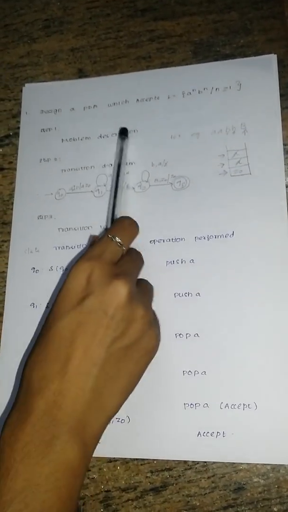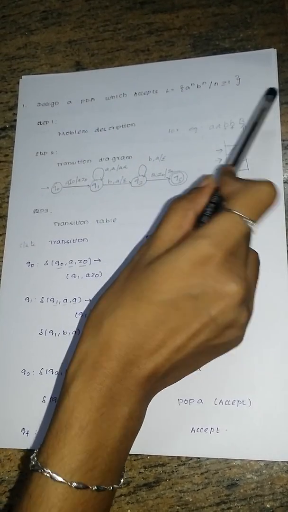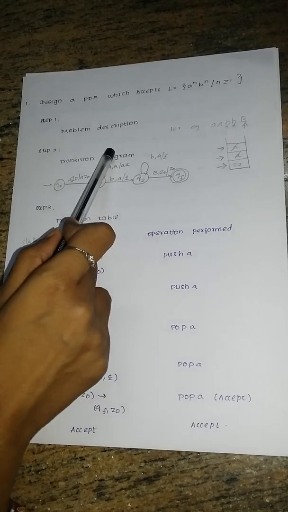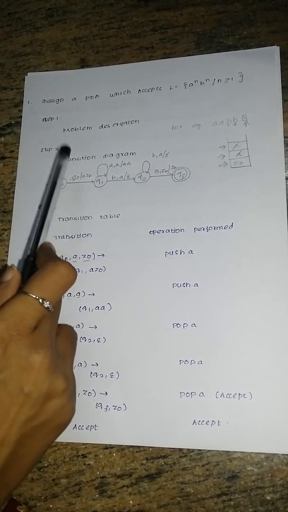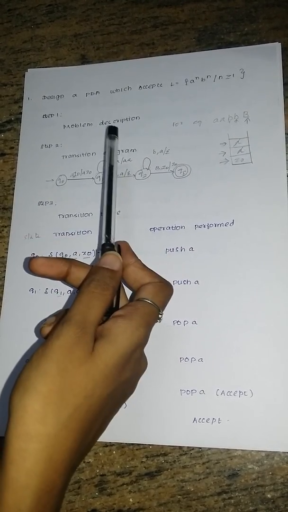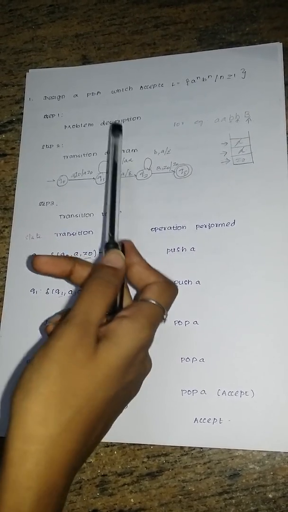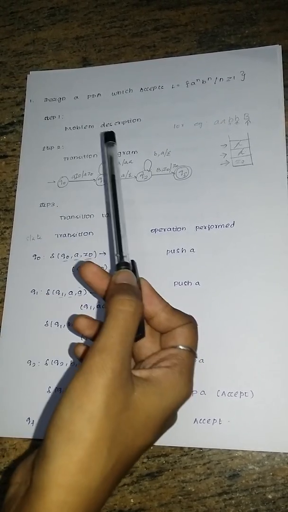For example, to design a PDA which accepts a language a power n, b power n, where n is greater than or equal to 1. Step 1 is a problem description, which describes what the problem states. The number of A's should come first, followed by the number of B's. The number of A's and B's should be equal.